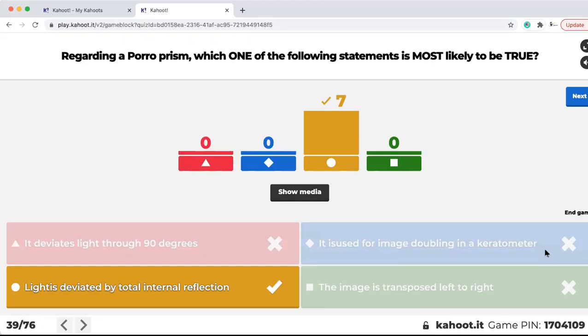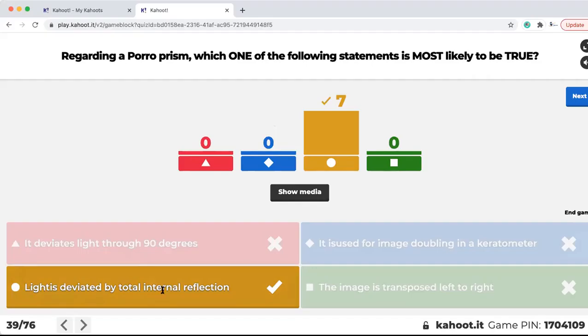Can you tell me the name of a prism used for doubling in keratometer? Yes, exactly, Dr. Nahal. It is the Wollaston prism. Now, the Wollaston prism can be used for the Javal-Schiotz keratometer as a doubling device. So it is not the polar prism.